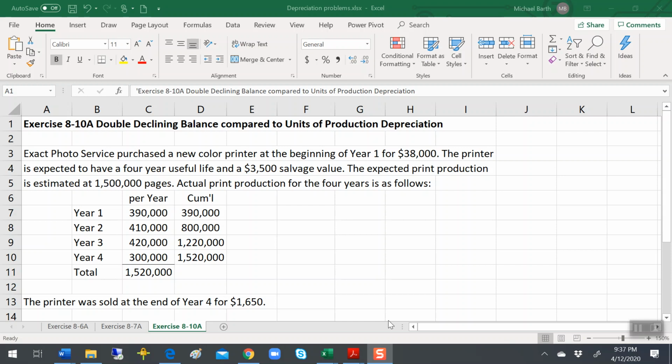The units of production depreciation tries to apply the depreciation basically as an asset is actually used up. Straight line depreciation just assumes you're going to use it up evenly throughout the lifetime.